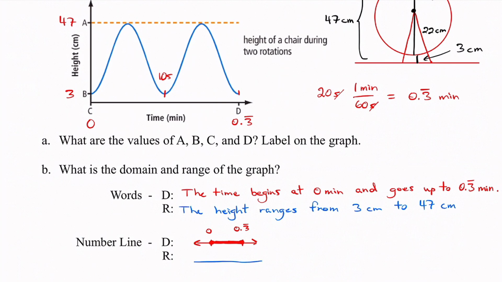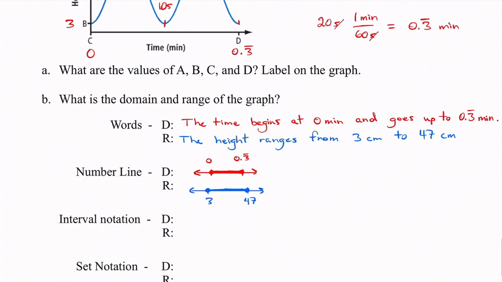For range, let's draw our number line. And we went from 3 to 47. And we included both of those heights. We got to each of those heights, so we have to include those. They got to be solid dots. And then just draw your shading in between, because we were at all of the heights in between as well. So the first 2 are done.